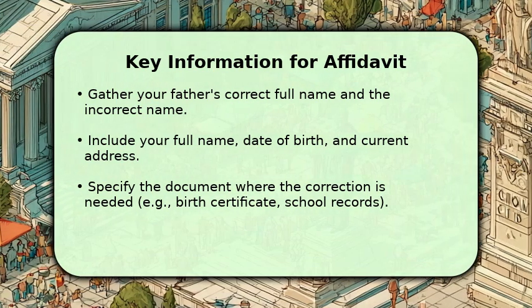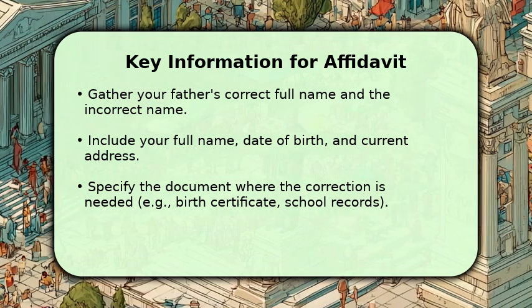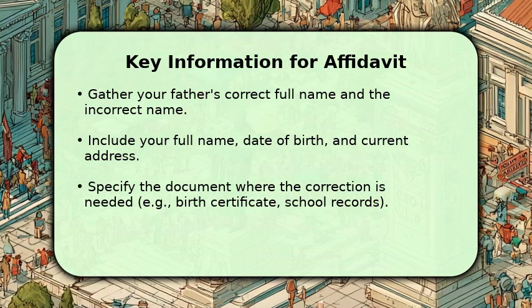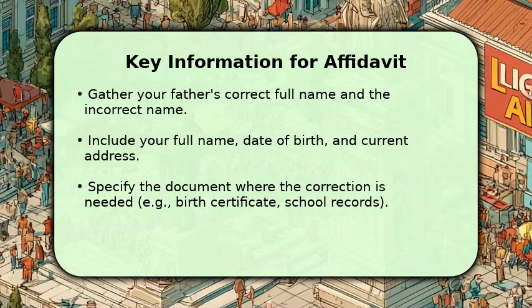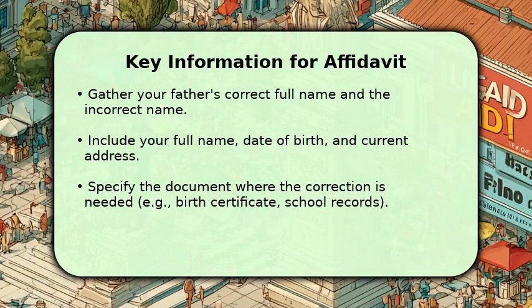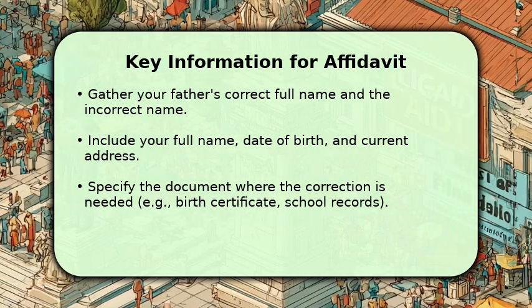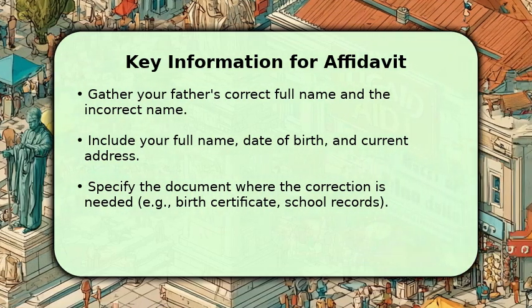Crucially, identify the exact document requiring this change, such as a birth certificate or academic records. Clearly state the precise reason for the name discrepancy, providing all necessary context for the correction.